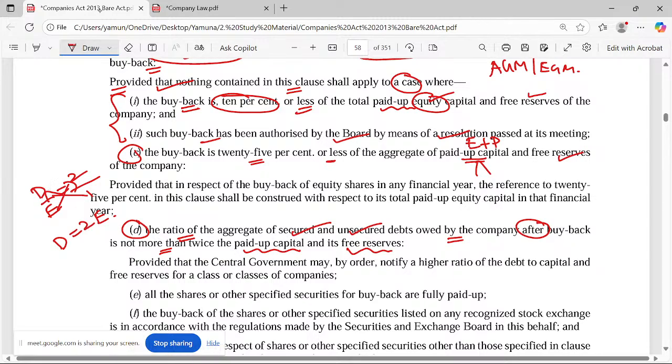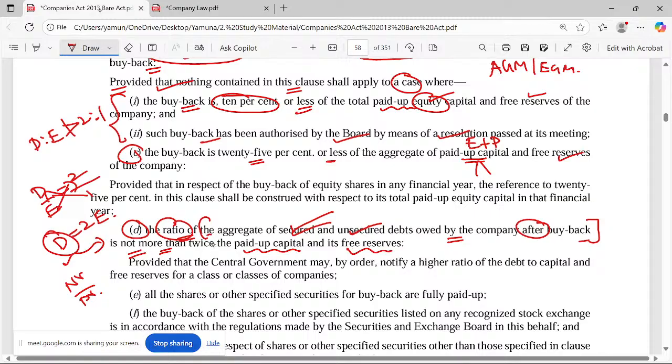Debt is equal to 2 times of equity. So now read this line. Second point, the ratio. Ratio means what? Numerator by denominator form. Ratio of what here? Aggregate of secured and unsecured debts owed by the company after buyback is not more than. That's why I was using debt to equity is not greater than 2:1.